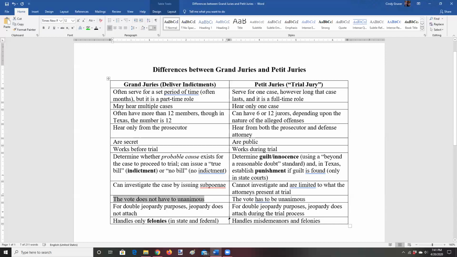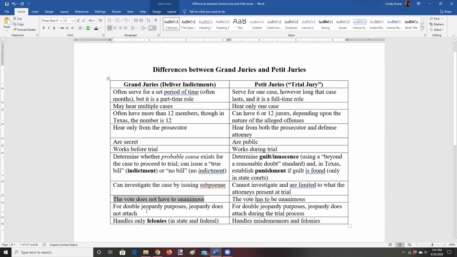Petit juries exist, though, for both felony cases and misdemeanor cases. If you have a misdemeanor, obviously there's not going to be an indictment before it. We call the document that precedes it, the equivalent of an indictment, an information. But again, we have both misdemeanors and felony cases in front of petit juries.